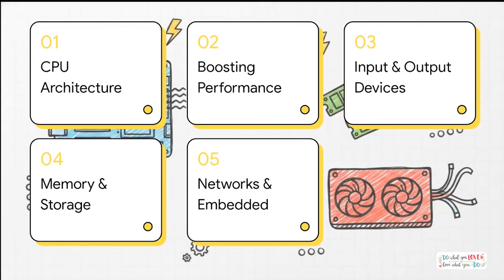Here is our roadmap for today's Explainer. First, the brain, or CPU architecture. Second, boosting computer performance. Third, input and output devices. Fourth, memory and data storage. And finally, networks and embedded systems.